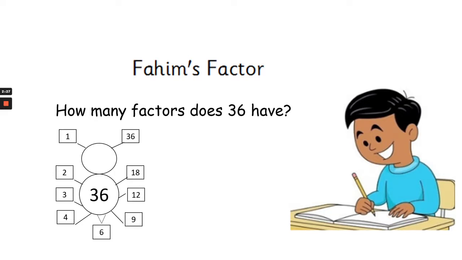And well done if you spotted that 36 is a square number. 6 times 6 is equal to 36. We only write it down as a factor once. Well done if you spotted it. So 1, 2, 3, 4, 5, 6, 7, 8, 9. 36 has 9 factors. Great job if you spotted that one, Year 6.